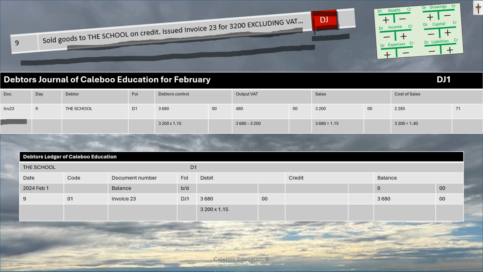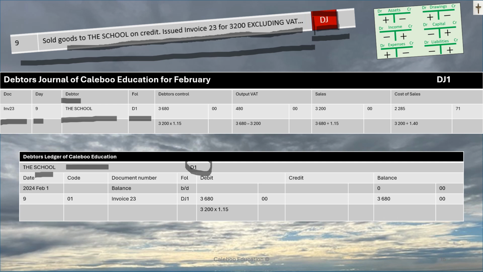The document is invoice 23. The day is the 9th. We are only dealing with one debtor in this example, the school. The debtor has a folio reference D1. Where did that D1 come from? There it is, the debtor's ledger. And in the debtor's ledger, there is the account of the school. This is the debtor's ledger of Caleboo Education.